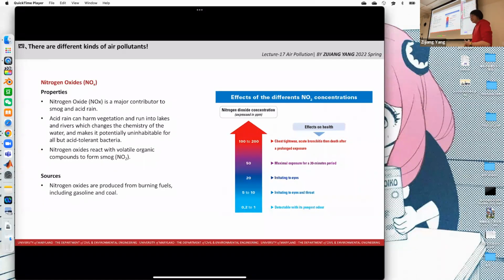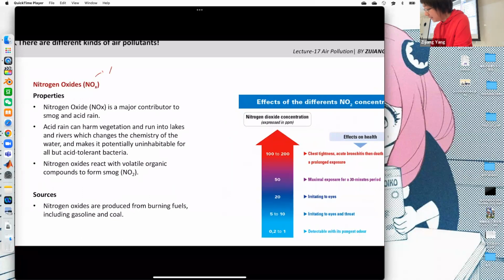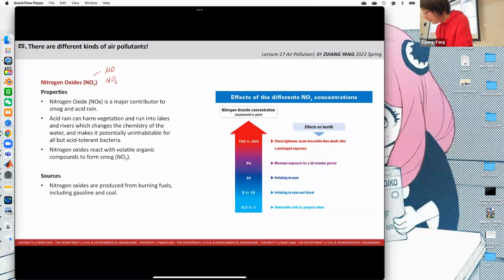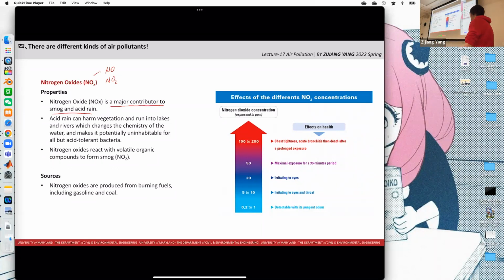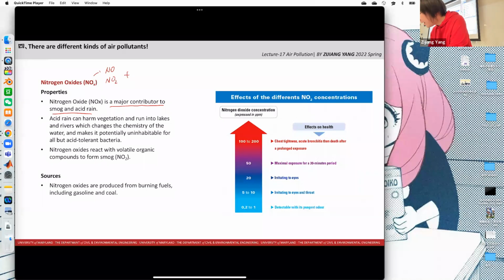Another air pollutant is nitrogen oxide. Here I use "oxide" because it may be nitrogen oxide or nitrogen dioxide, and may also have some other numbers of oxygen. Nitrogen oxide is a major contributor to smog and to acid rain. Basically, when nitrogen dioxide gets into the air, it can combine with oxygen and water, so it can form nitric acid.